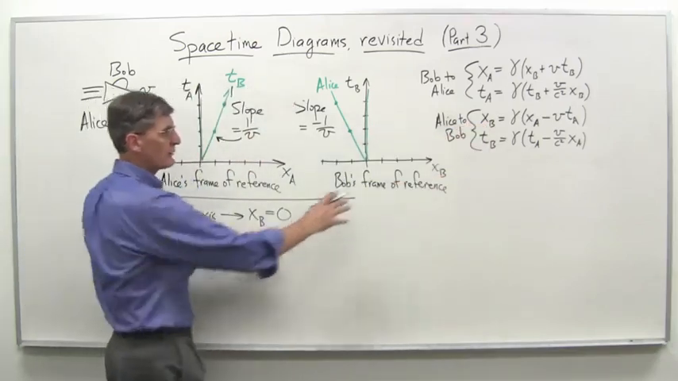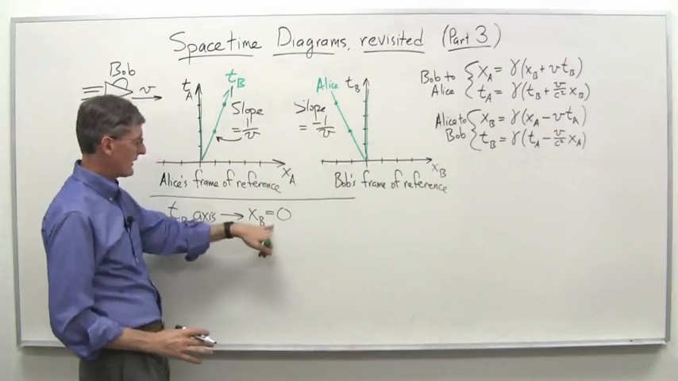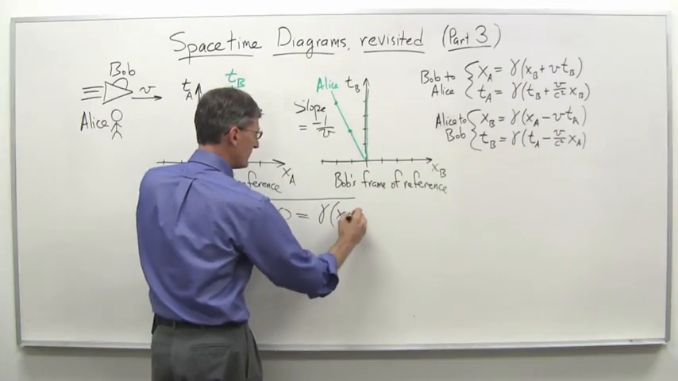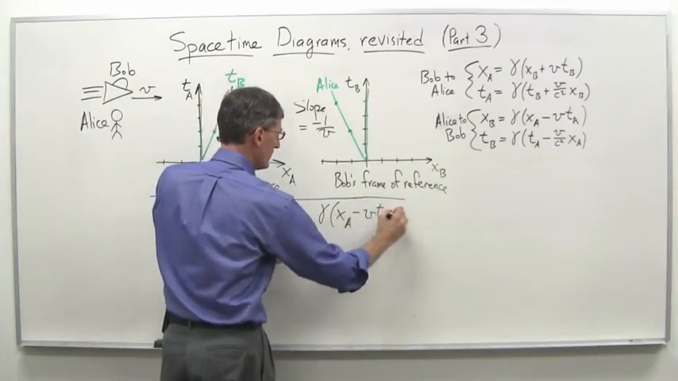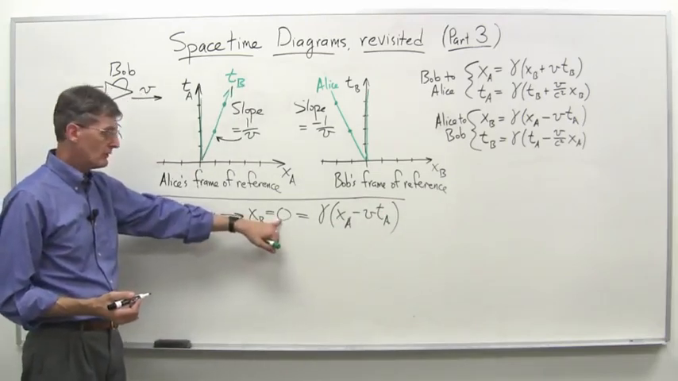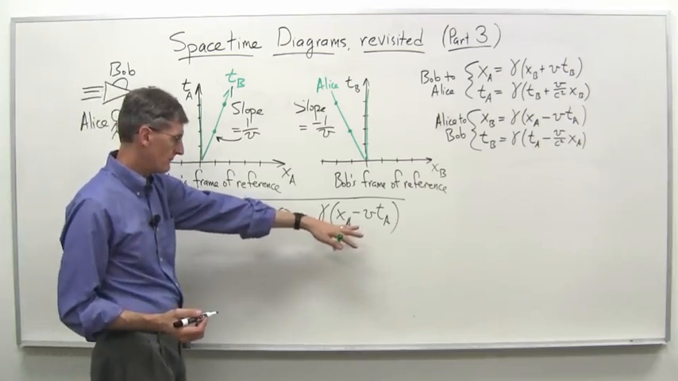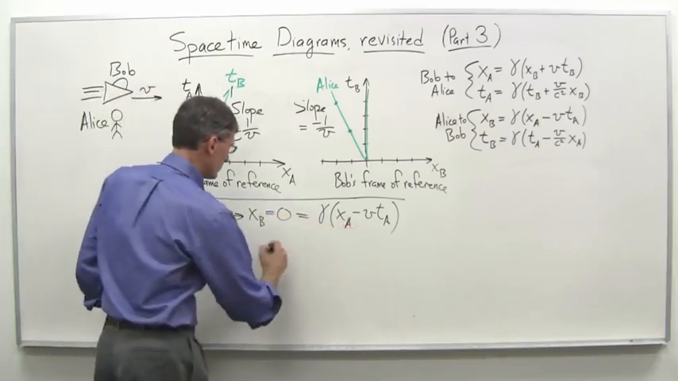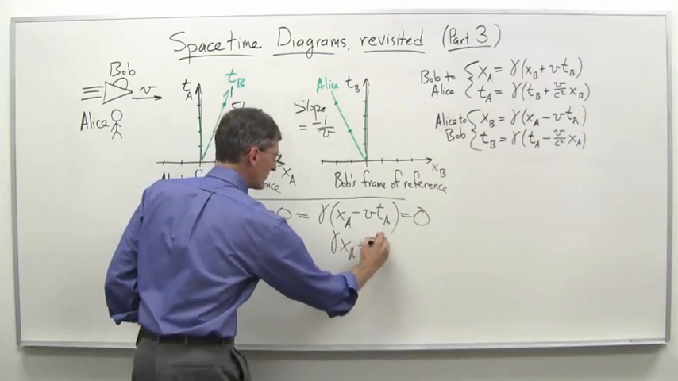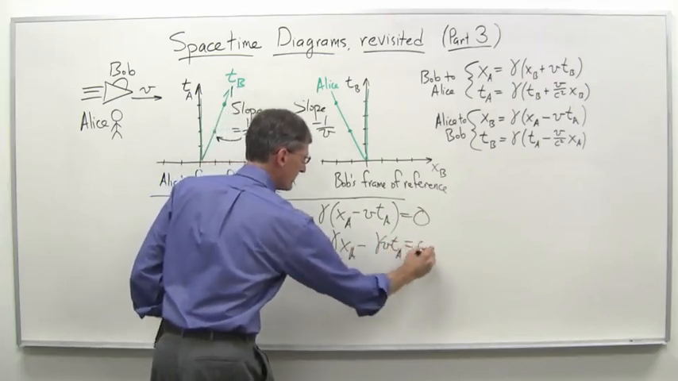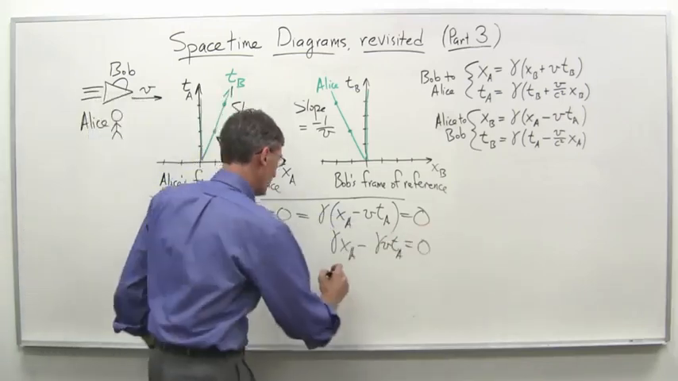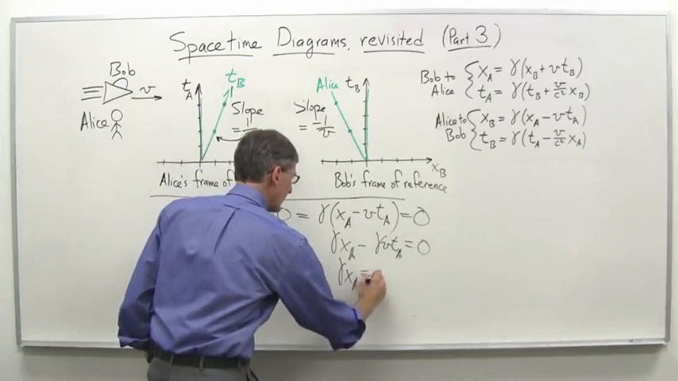In fact, XB equals gamma times (XA minus VTA). I've got XB equals 0. The Lorentz transformation says that's equal to gamma times (XA minus VTA). That's a true equation. And if XB equals 0, then we can see this thing equals 0. And that also means, just to be clear, gamma XA minus gamma VTA equals 0. Just multiply through by gamma there. And then bring this to the other side. So what that means is gamma XA equals gamma VTA.